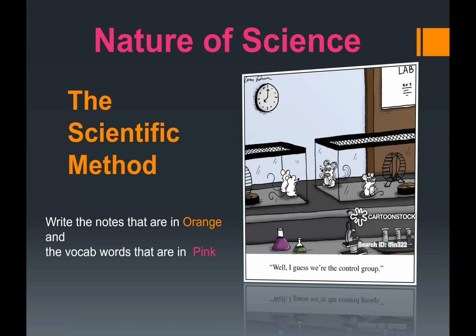Hey everybody! Today we're going to continue Nature of Science with Lesson 2, the scientific method. We made a couple of changes from before. This PowerPoint is color-coded, which means that in your notes you should have anything that's in orange, and your vocab words are going to be in pink.